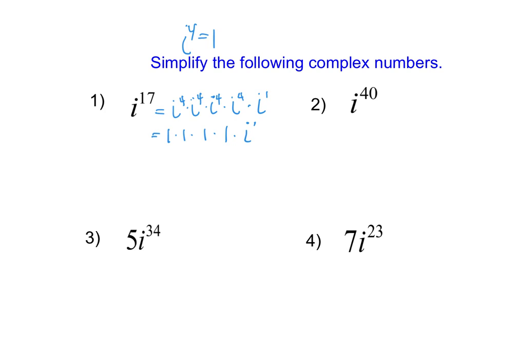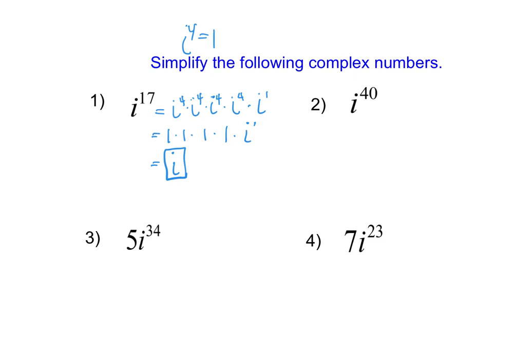So i to the 17th, because of the way that pattern with i results, we have 4 of those i's are 1, 4 of those i's are 1, 4 of those i's are 1, 4 of those i's are 1. So we're really just left with i to the 17th is equivalent to just plain old i.